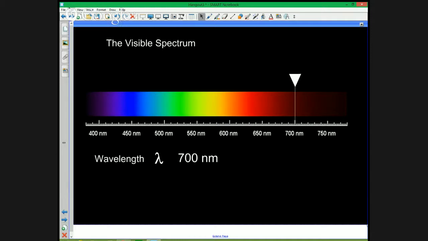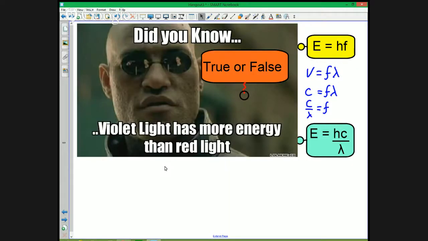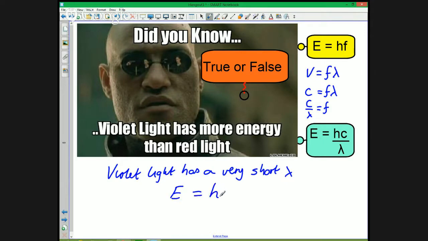Now I wonder if that will help us in our previous question to see if this is true or false. Which has more energy, violet light or red light? Well, we now know that violet light has a very short wavelength, a very short lambda. So according to our sister equation, E equals hc divided by lambda, you can see that for a very short wavelength, the energy for violet must be quite high.